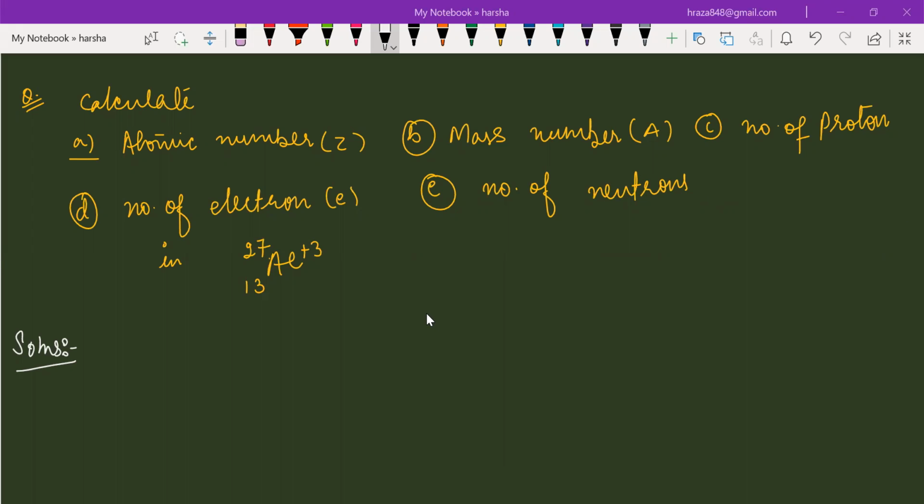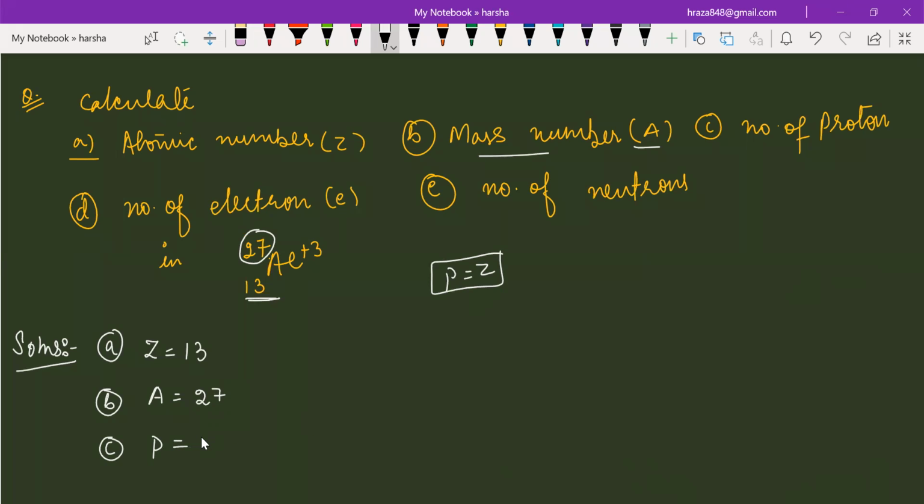So see, it's very simple that this is our atomic number. So the first answer, atomic number, will be equal to 13. B is mass number A. I already told you this is A, mass number, that means 27. Now number of protons: proton is always equal to the atomic number, so proton will also be 13. Now for electrons, you can see the plus 3. That means basically it loses 3 electrons. Initially it has 13 electrons, but it loses 3 electrons, so the number of electrons will be 10.